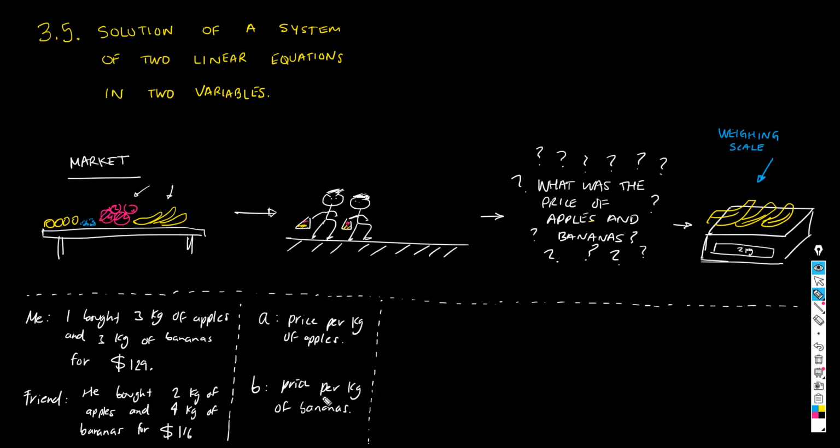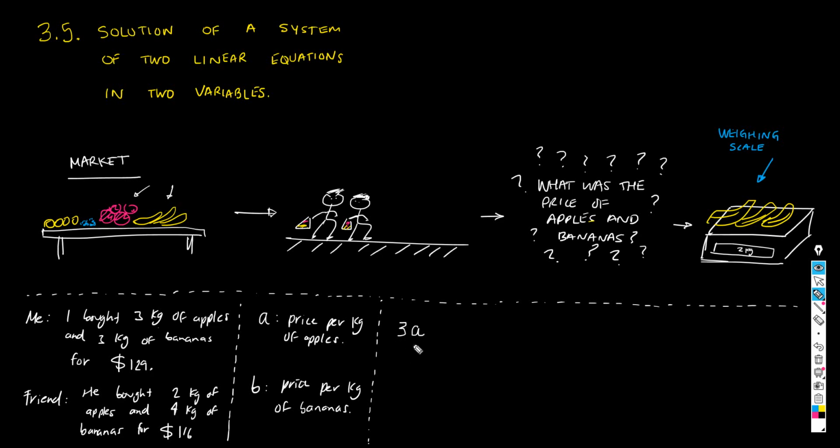So how do we do that? I'm going to use the knowledge of the quantity of apples that I bought and the price I paid, and also the quantity of bananas that I bought, and the same for my friend. I'm going to build an equation for each of these two people, me and my friend. So look, if I bought 3 kilograms of apples, which I'm going to write down here, 3 kilograms, and I multiply it by A, that is 3A.